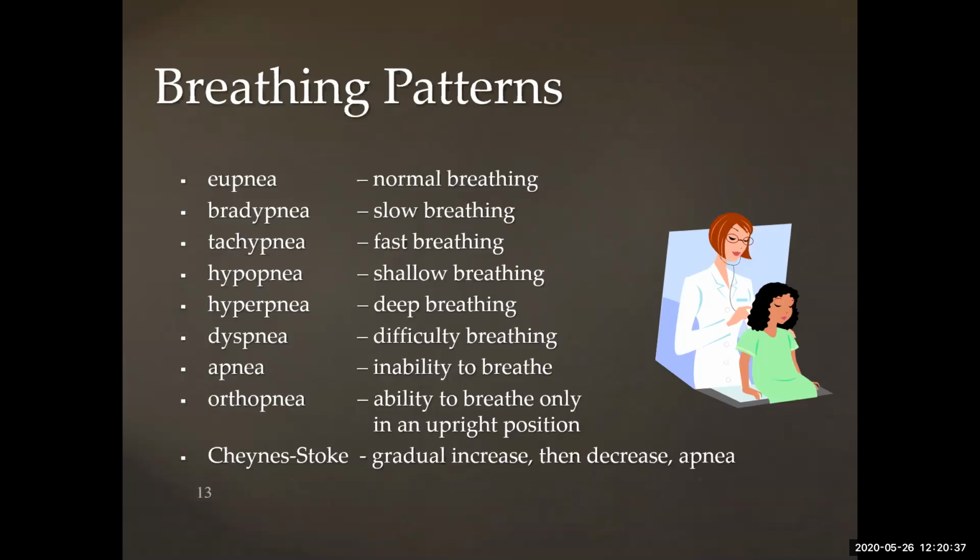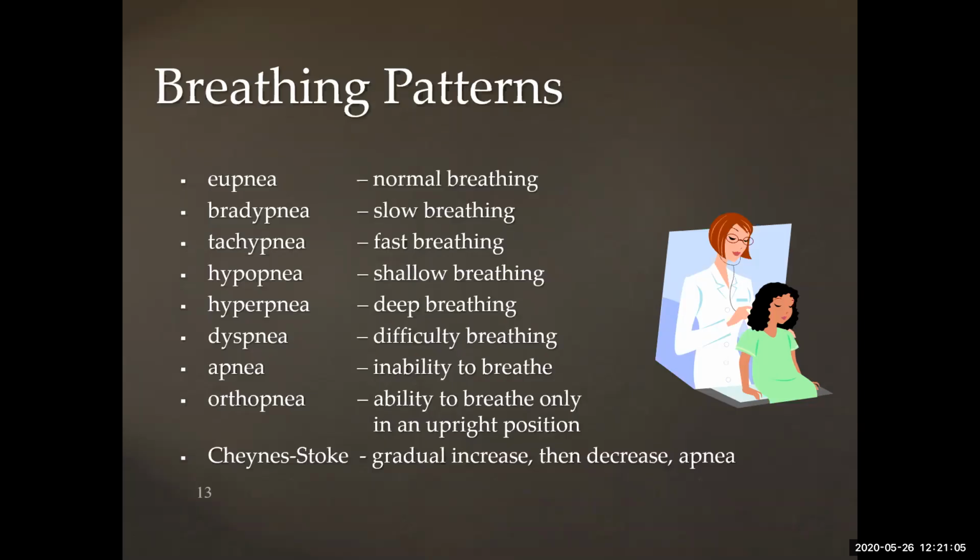So eupnea, these are some of the breathing patterns that we have, normal breathing or good breathing. Bradypnea, slow breathing. Tachypnea, fast breathing. Hypopnea, shallow breathing. Hyperpnea, deep breathing. Dyspnea, difficulty breathing. Apnea is no breath or inability. Orthopnea is what we refer to when somebody has difficulty breathing, so they can only breathe in an upright position.